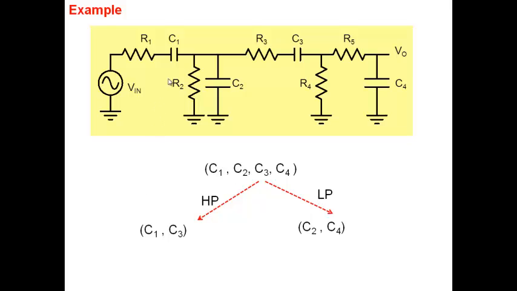So out of these, C1 and C3 determine my lower cutoff frequency. Because at lower frequencies, C1 becomes an open circuit and blocks V in from going to V0, so it affects my lower cutoff frequency. Similarly, C3 also blocks the signal from going to V0. So both C1 and C3 affect my lower cutoff, and C2 and C4 affect my upper cutoff frequency. So I divide my capacitors into two classes, lower cutoff and upper cutoff.